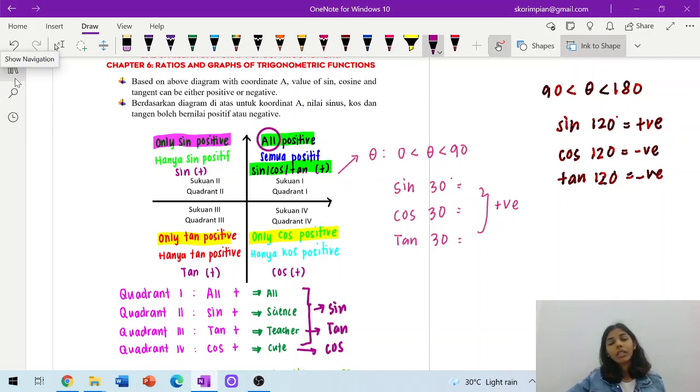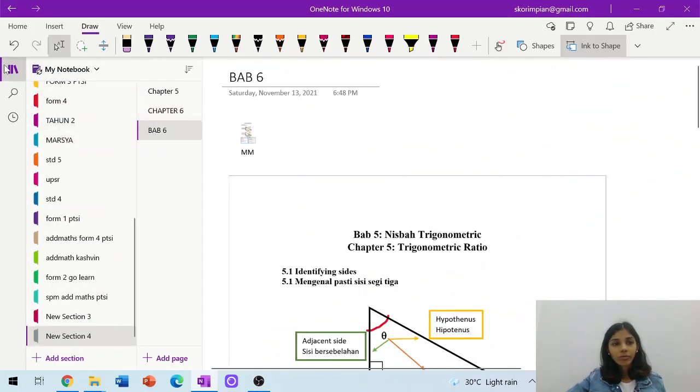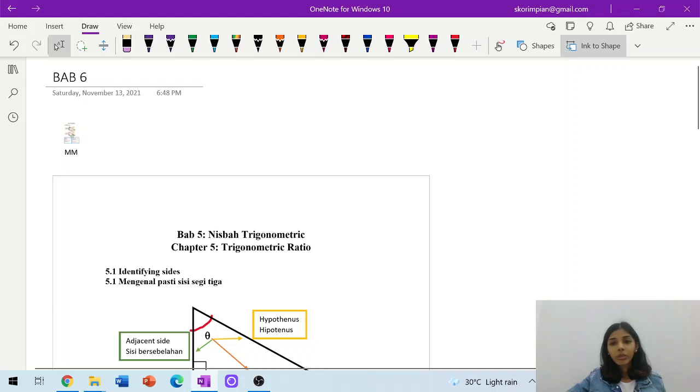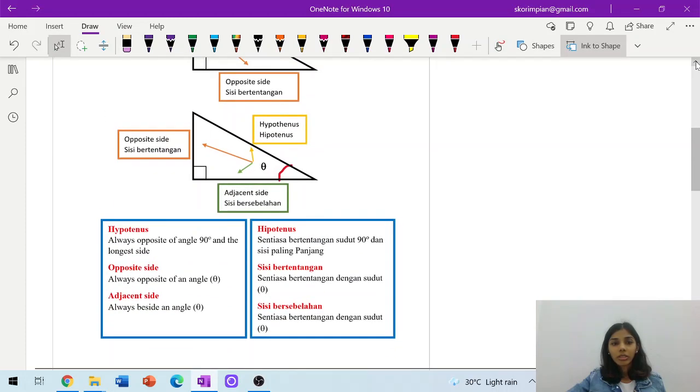Your Cartesian plane is divided into 4 quadrants, your angles fall in which quadrant, and which trigo function is positive in which quadrant. Next, you need to know, in a triangle, how do you identify your sides? And after you identify your sides, how do you check on your sine, cos and tangent? What are the formulas of sine, cos and tangent?